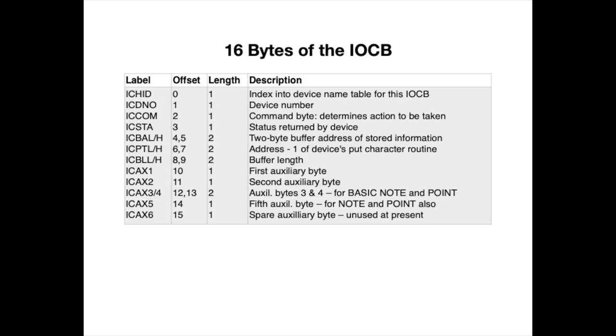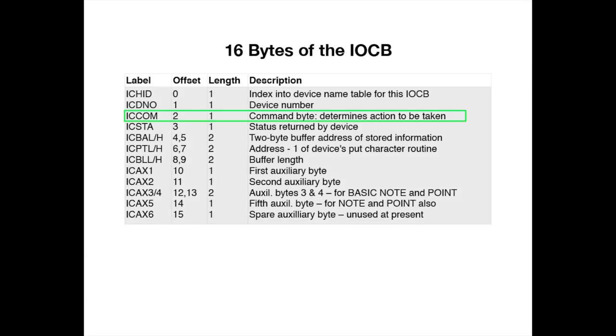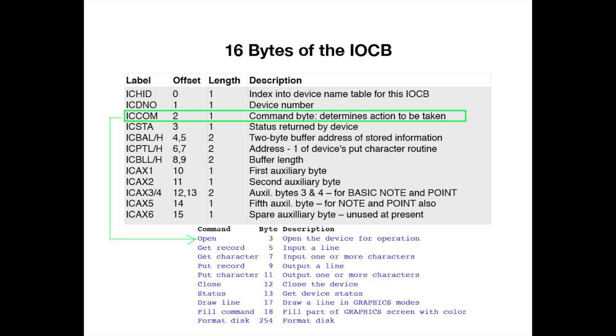So let's just take a quick look at the 16 bytes of the IOCB, and more importantly, let's just talk about the ones that we're going to be using today for our example of outputting text to the screen. So let's talk about the first byte of the IOCB block, and that is the ICCOM, or command byte. For our example, we're going to set our command byte to 3. Open the device.